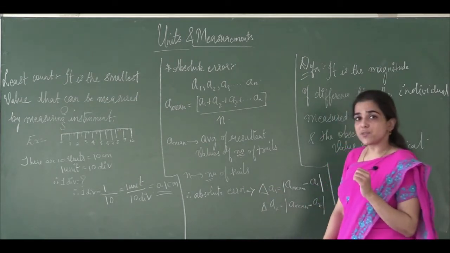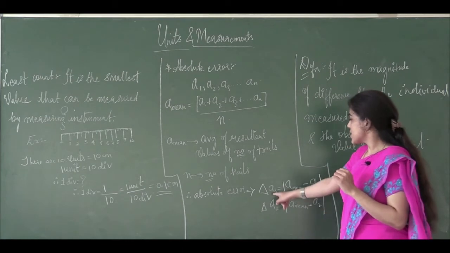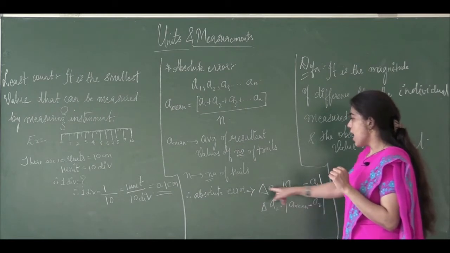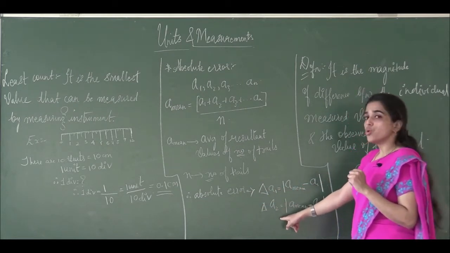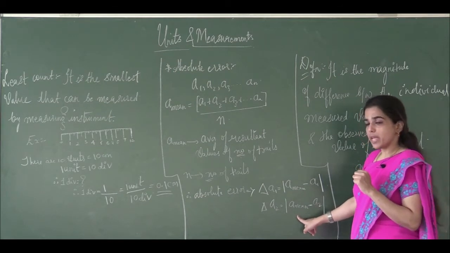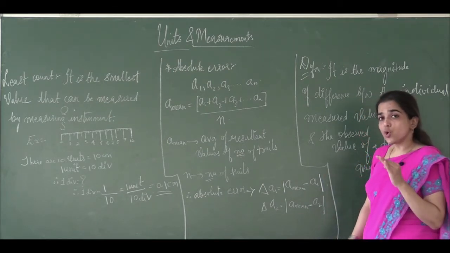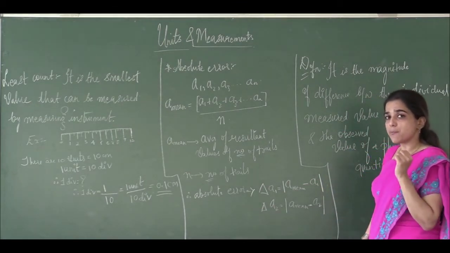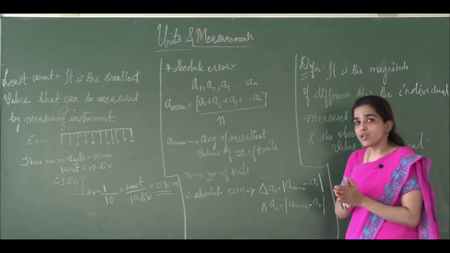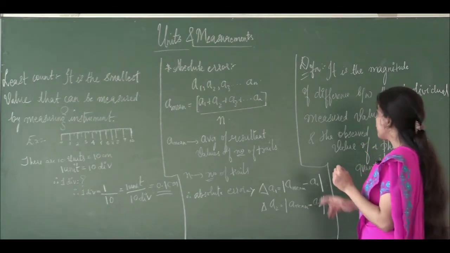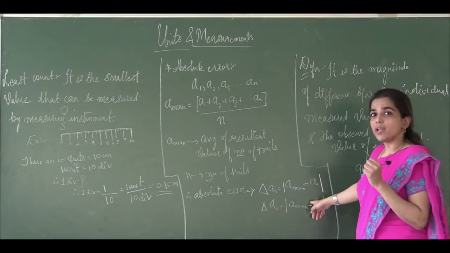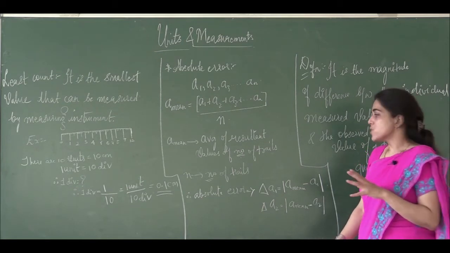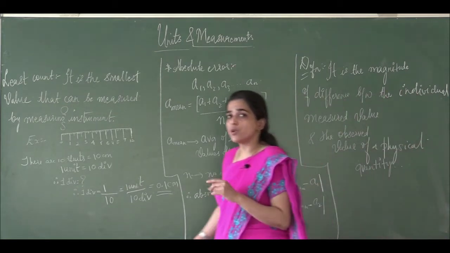Okay. So therefore the absolute error is given by delta A1 is equal to modulus of A mean minus A1, and absolute error delta A2 is given as modulus of A mean minus A2. So this represents the absolute error, where we define absolute error to be the magnitude of the difference between the individual measured value and the true value of that particular quantity. Okay, so this is how we define the absolute error.